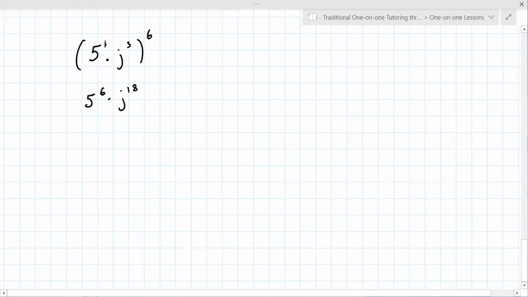Okay, let's try another one here. 5 to the power of 18. So you do that when you don't have a number next to the 5, like a number next to the prime number, the big number. Yeah, okay, I got it now.